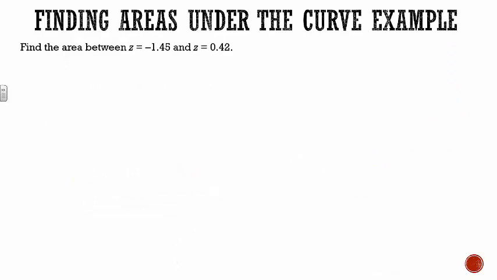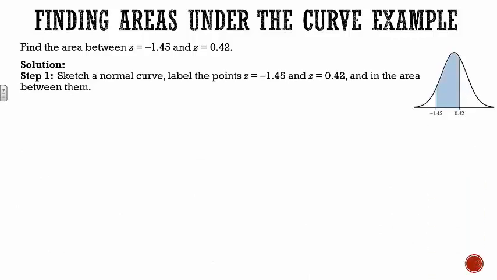All right, last example for standard normal tables or standard normal curves. We want to find the area between z equals negative 1.45 and z equals 0.42. So again, sketch it out. We're not going to infinity this time. Notice we have bounds on both ends.